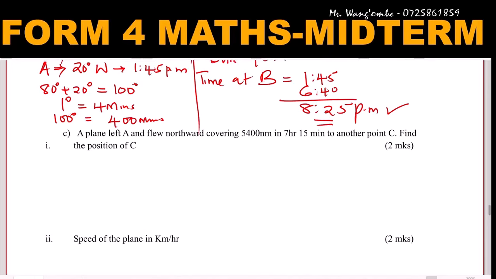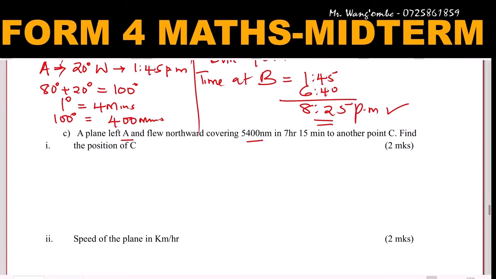Part C, a plane left A and flew northwards, covering 5,400 nautical miles in 7 hours, 15 minutes to another point C. Find the position of C. Now, you need to identify that distance. The plane left A and flew northwards. So that means it was flying along the same longitude, distance along the same longitude from A northwards. That is distance along the Great Circle. And you're given that distance in terms of nautical miles.